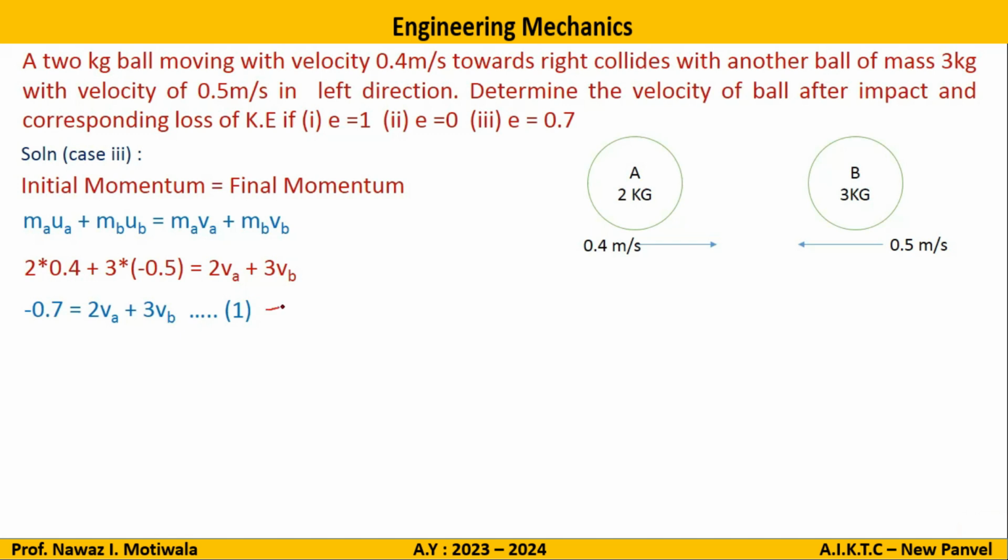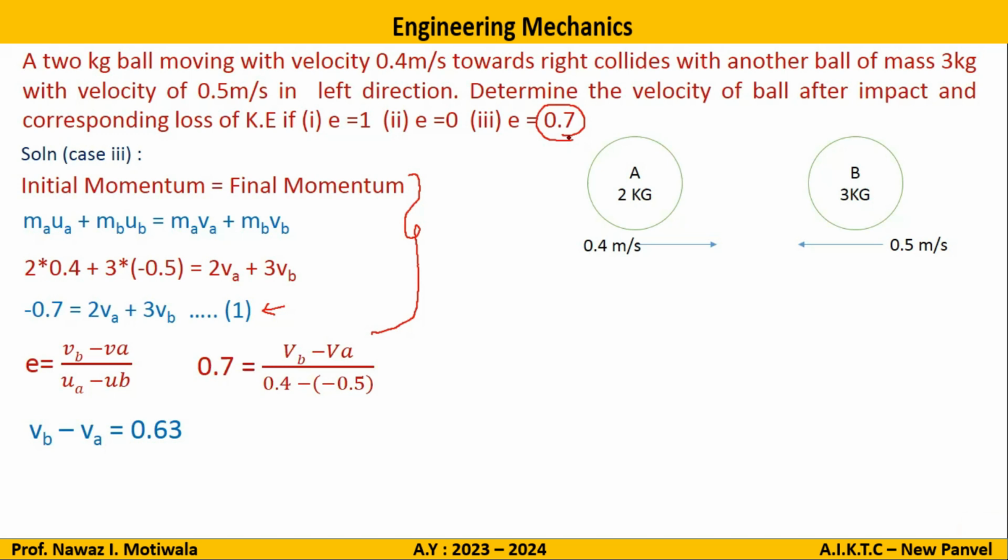Again, if you observe, this equation 1 is exactly similar to what we have found out in case 1 and case 2. So in exams, you don't have to rewrite this particular set of equations. You can directly write it by giving the reference of the above cases. But for the second equation, again it will change because now the value of E has changed to 0.7. So writing the formula for E, I will get E is equal to VB minus VA divided by UA minus UB. Substituting the values, I will get the equation as VB minus VA is equal to 0.63. Let this be equation number 2.